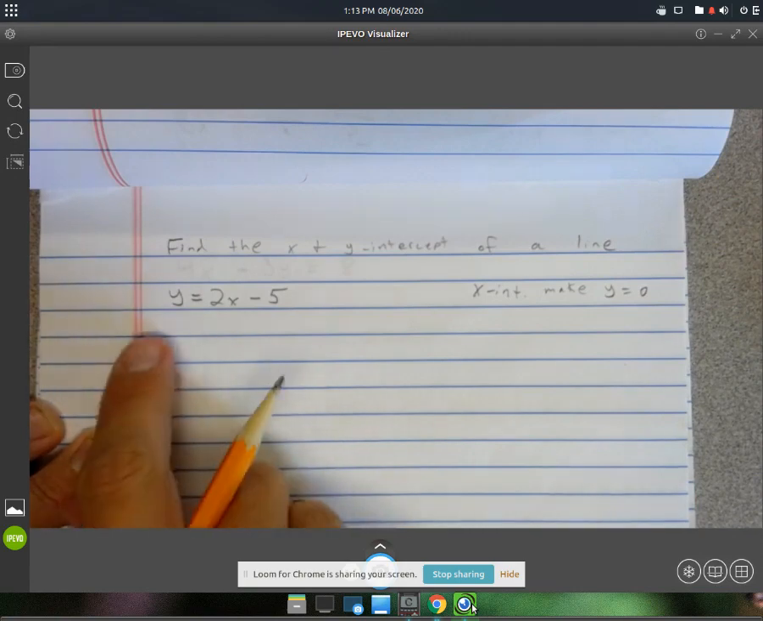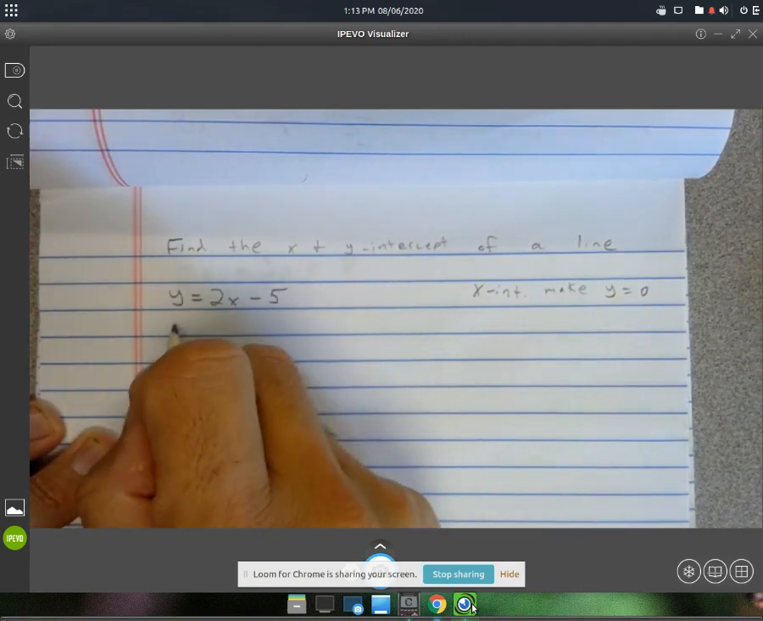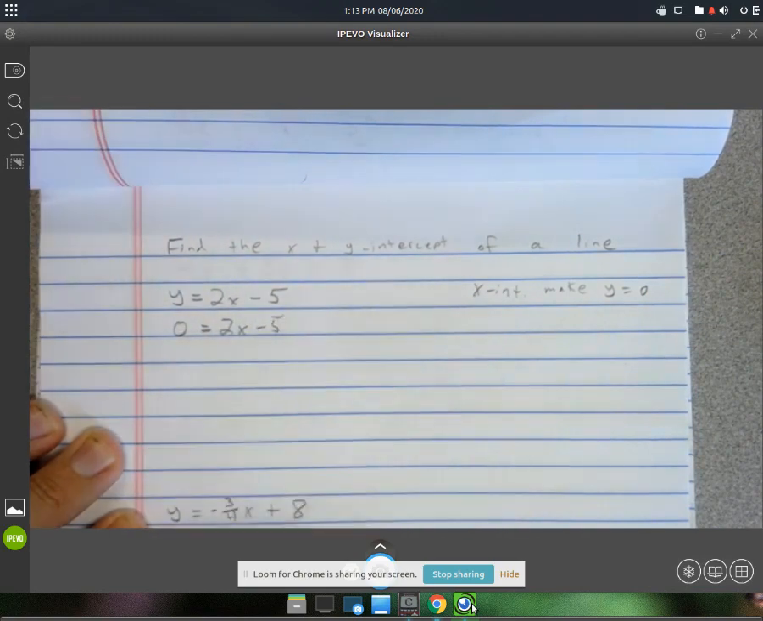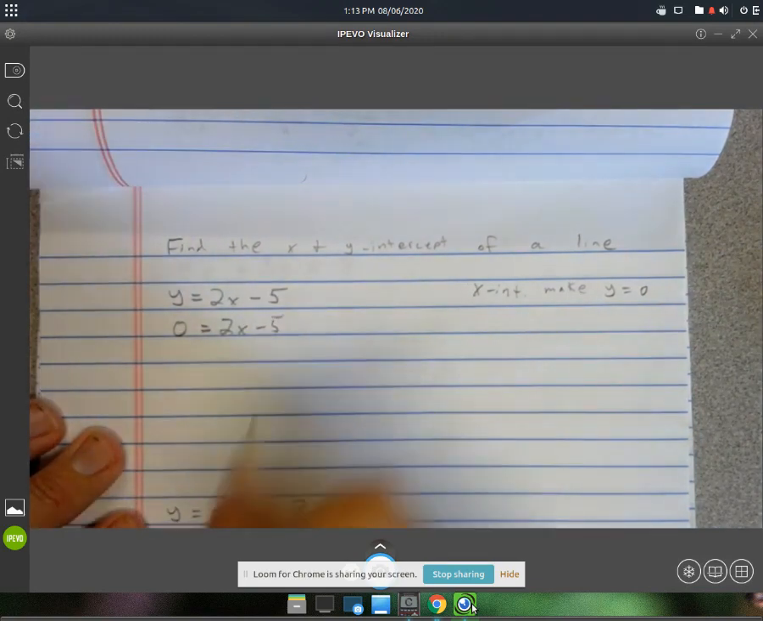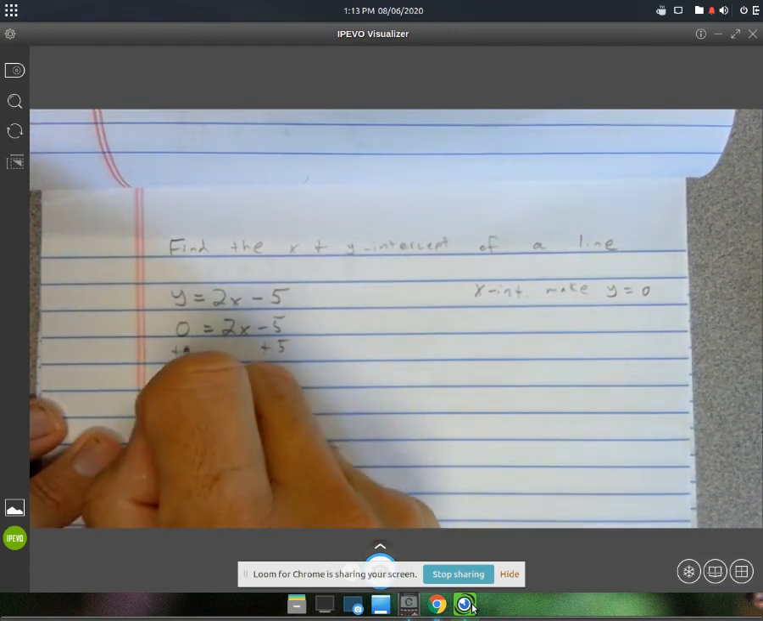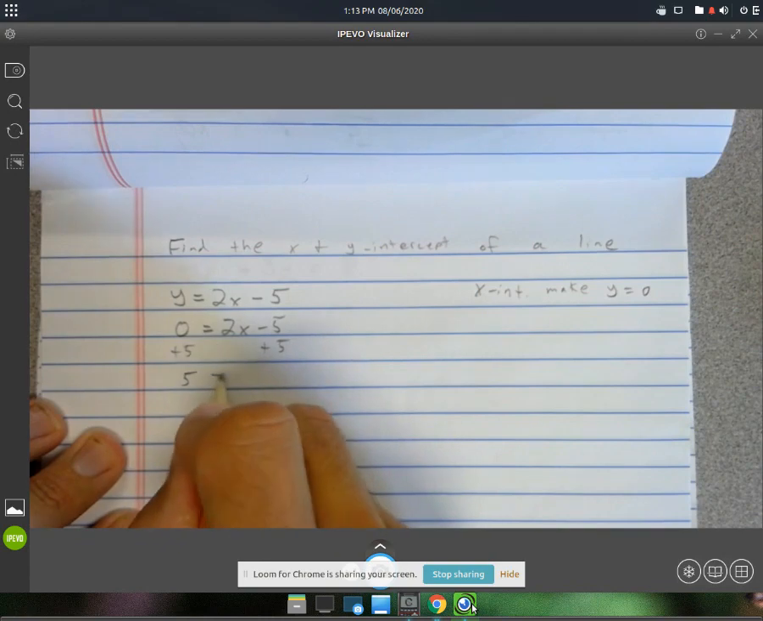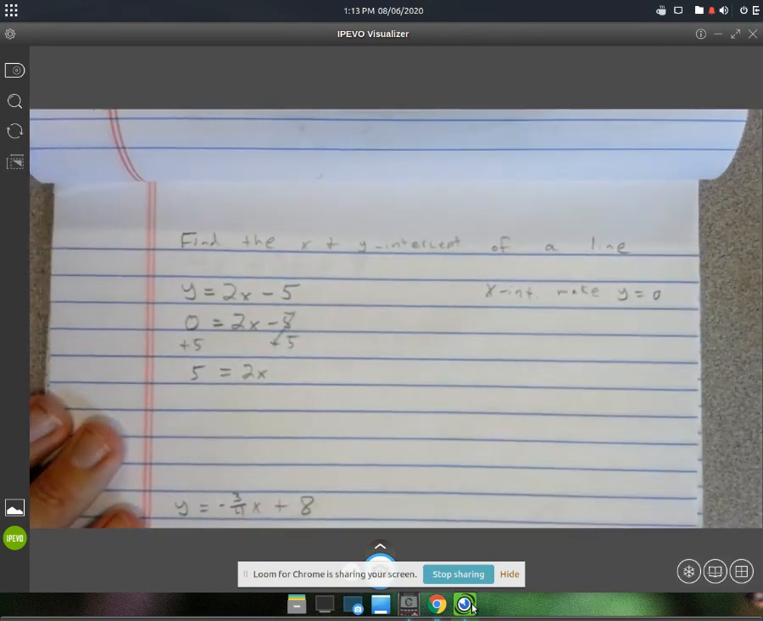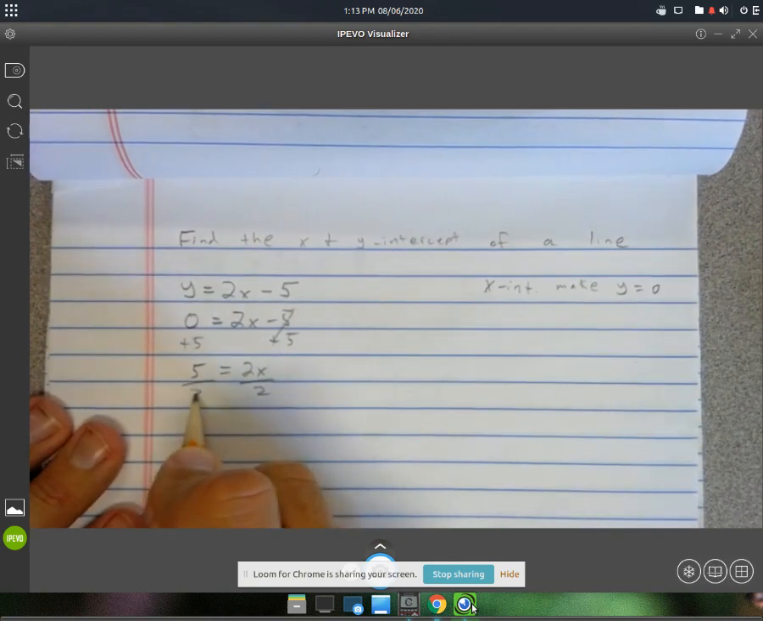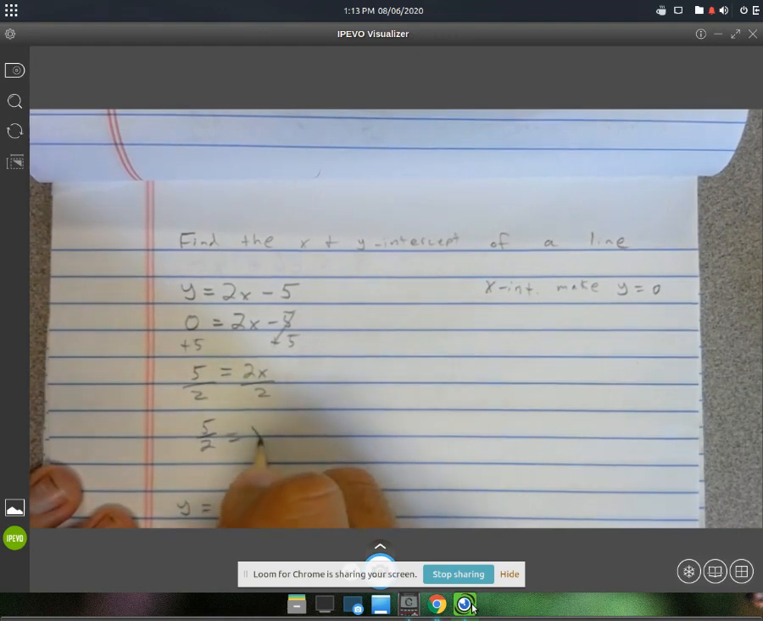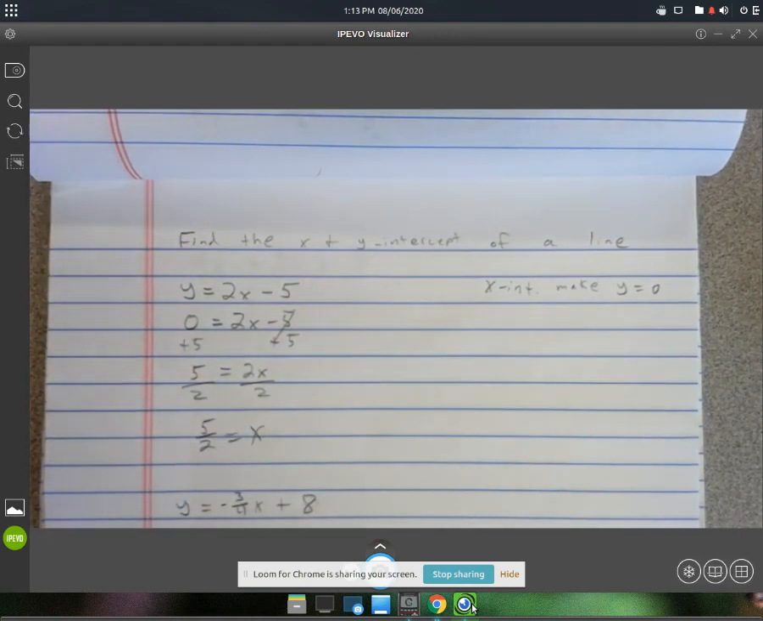So in this example, we would make y equal 0 and solve for x, and this is going to tell us our x-intercept. Add 5 to both sides, and you'll get 5 equals 2x, because they cancel there. Then you would divide by 2, and 5 over 2 would be your answer. So 5/2 is your x-intercept.